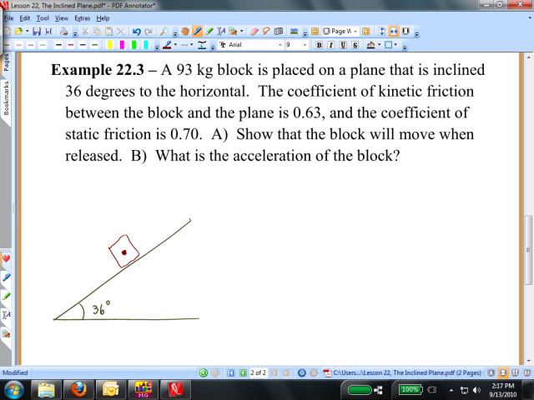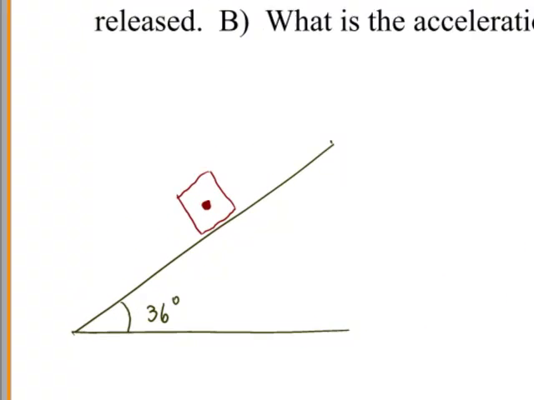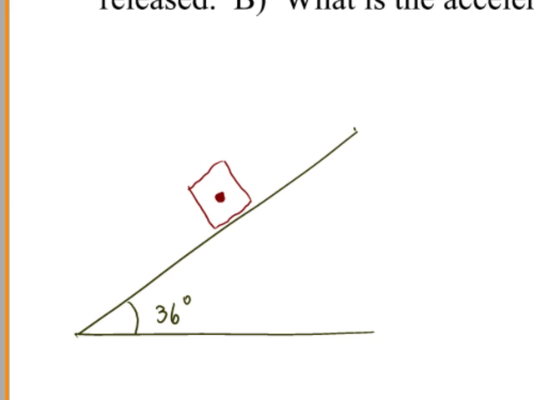There's my block sitting on this 36-degree incline. There are three forces acting on it. Let's suppose that the block is sitting there, and at some instant in time I let the block go. The block is going to tend to want to go down the incline, so any friction that acts is going to be opposite that direction. There's going to be a frictional force that acts up the incline.